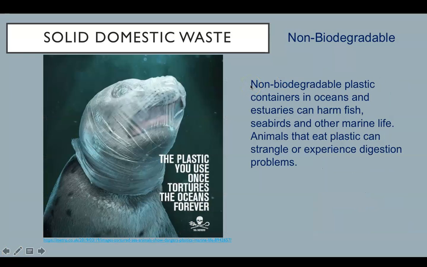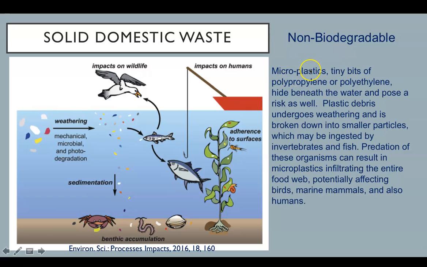Non-biodegradable plastic containers in oceans and estuaries can harm fish, seabirds, and other marine life. Animals that eat plastic can strangle or experience digestion problems. Also, microplastics, tiny bits of polypropylene or polyethylene, hide beneath the water and pose a risk as well.